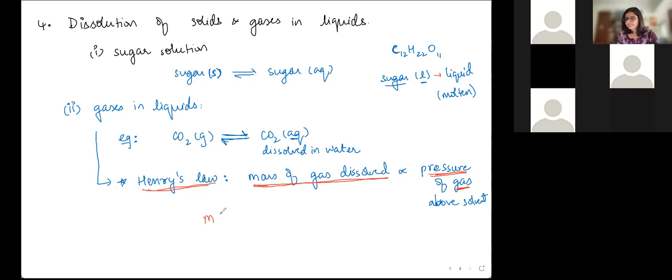Henry's law mathematically: the mass of the gas dissolved is directly proportional to pressure, so you introduce a proportionality constant, m = K_H × P, where K_H is called Henry's constant.